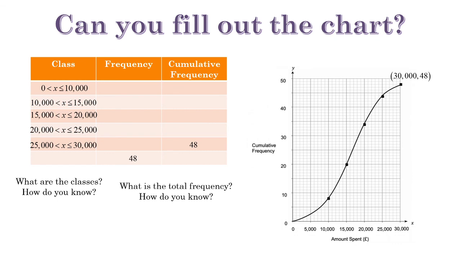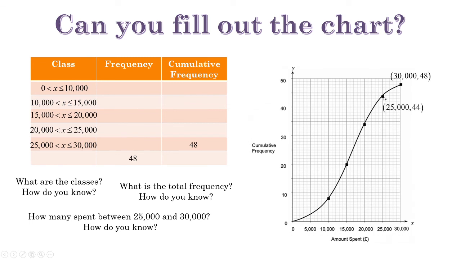Now, if I want to figure out how many people are actually between 25 and 30, well, I got to look at that 25. At 25,000, what's the total frequency at 25,000? So it tells me that there are 44 people. I looked over here. There are 44 people who spent up to 25,000. So 25,000 or less, 44 people. Now, 48 people spent more than that. So that would be from 44 to 48. Well, that's just a difference of 4. There were 4 people that spent more than 25,000 but less than 30.